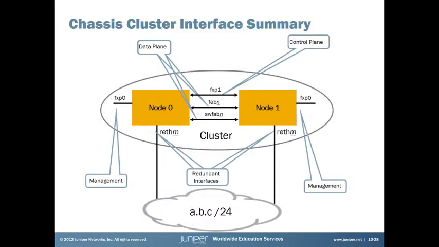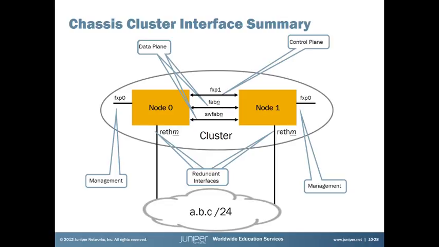Okay, so let's take a look at the interfaces. Summary of the interfaces. We've got node 0, node 1. We've got fxp0, which is the link between our control planes. We have got fab n, which if we only had one, we just call it fab1, and swfab1, for example, which is the link between our data planes, our forwarding planes.